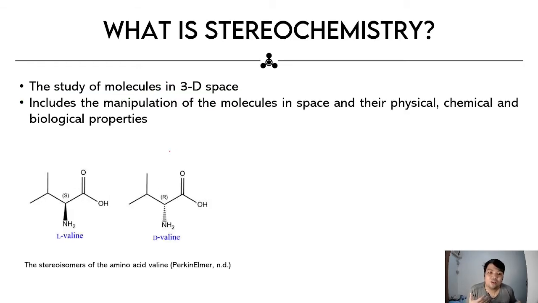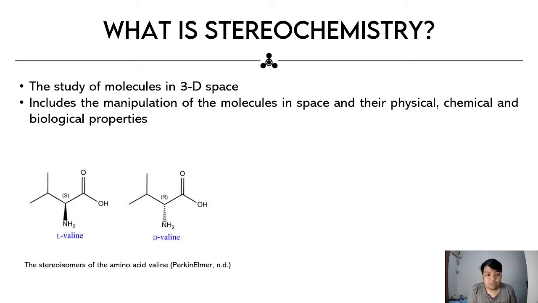So stereochemistry is basically the study of molecules in three-dimensional space, and that will include how these three-dimensional arrangements of the molecules in space affect their physical, chemical, and biological properties, as well as the manipulation of these spatial arrangements. So for example, we have this amino acid here, valine.